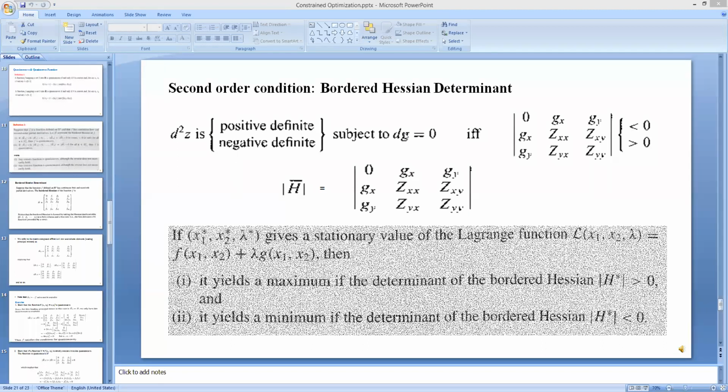So everybody is fine with this constraint optimization technique? So we will be able to start the consumer theory, production and cost. I think we will be able to start all these things.